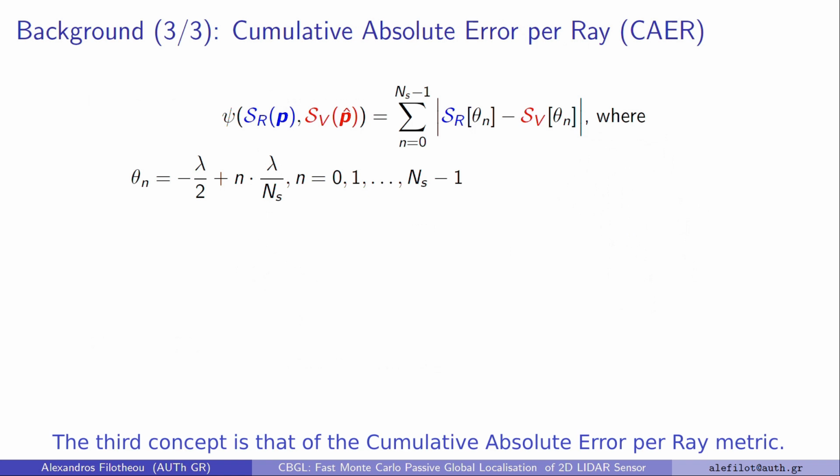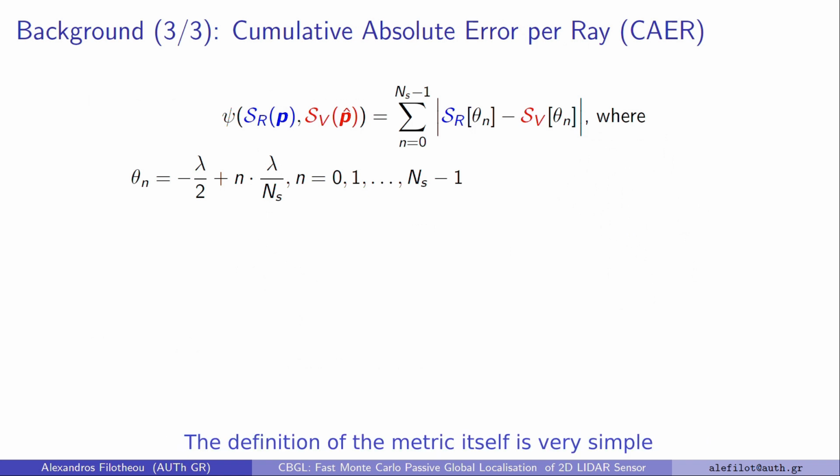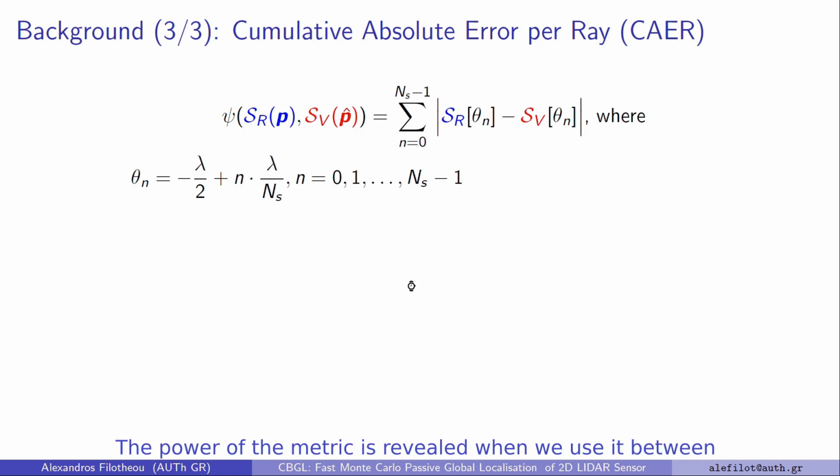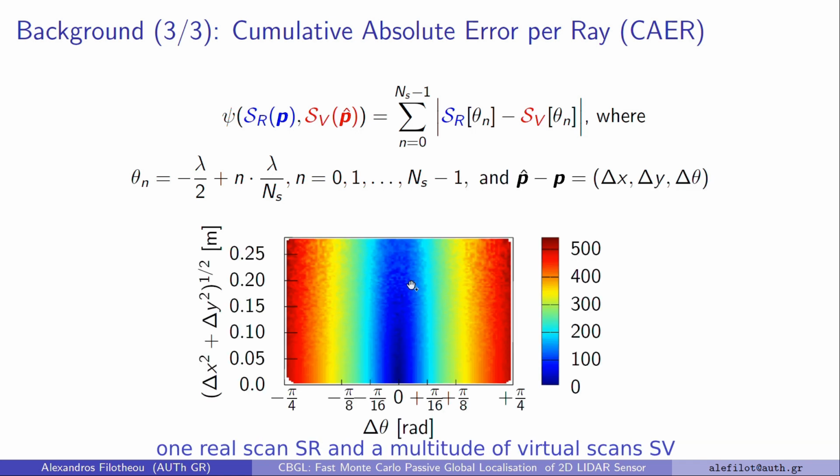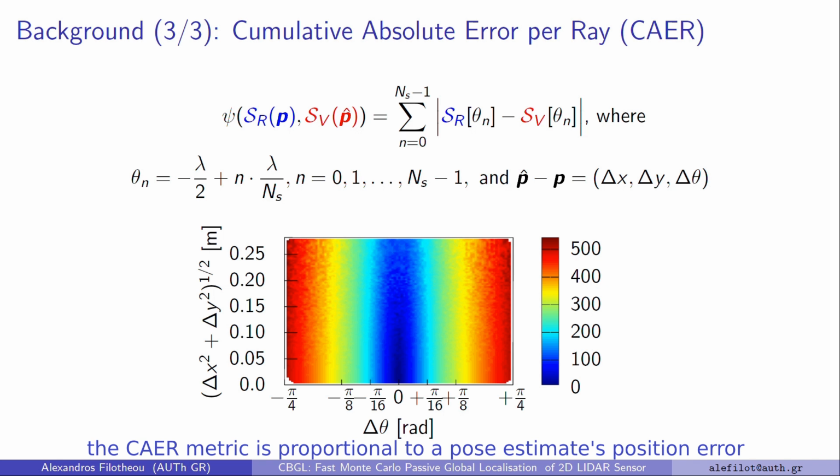The third concept is that of the cumulative absolute error per ray metric. The definition of the metric itself is very simple, as you can see from this formula. We simply subtract the ranges of a virtual scan from those of a real scan element-wise, take their absolute values, and sum them. The power of the metric is revealed when we use it between one real scan SR and a multitude of virtual scans SV, which have been captured within the map from pose estimates in a neighborhood of the sensor's pose. What is generally true in this case is that the KR metric is proportional to a pose estimate's position error and also proportional to its orientation error, meaning that estimates closer to the sensor's pose report smaller KR values than those farther away from it.